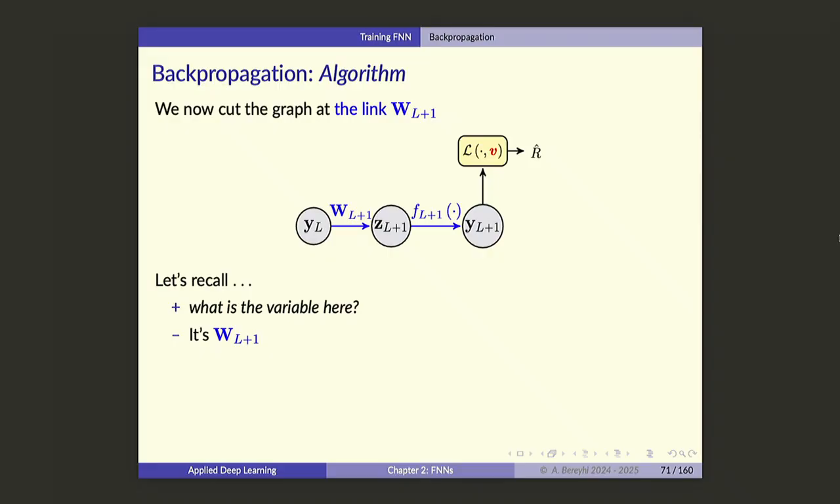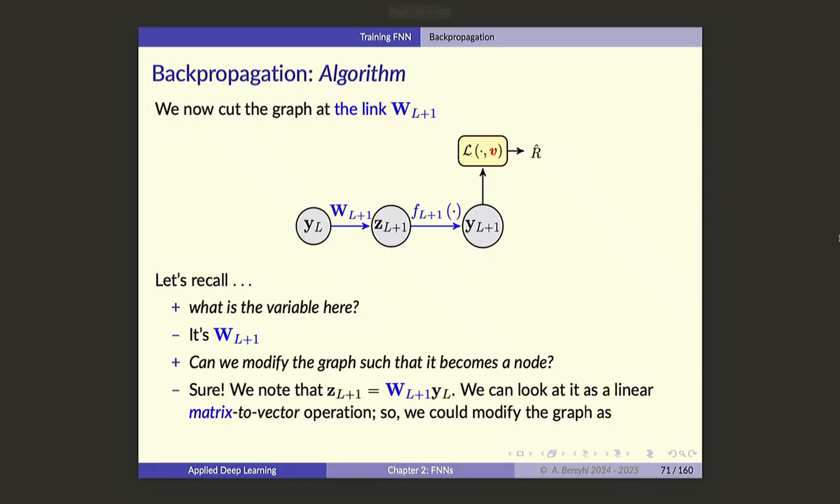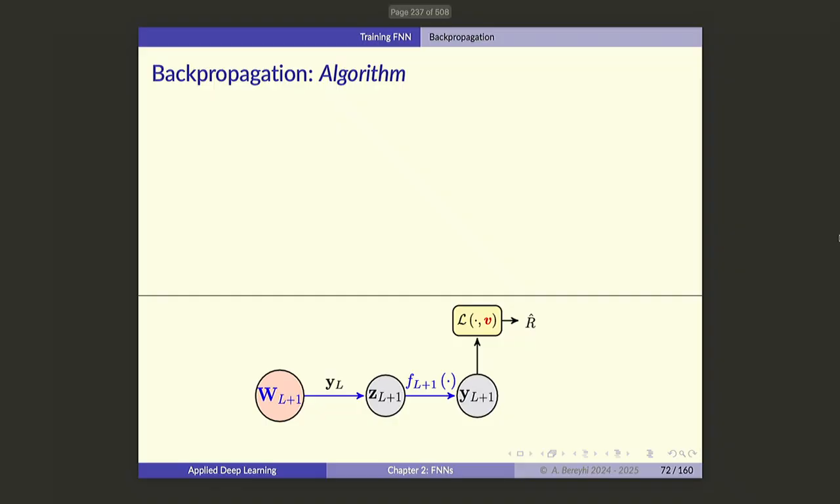So I can just take this variable. This is my variable, but I can simply use this fact: my z_{L+1} is W_{L+1} times y. Right now in this graph, y_L is the variable, right? But I can treat this guy as the variable, and y_L is going to be the transform, right? So this is going to be equivalent to what I had there, right? W_{L+1} is getting multiplied with y_L, giving me z_{L+1}, getting activated, y_{L+1}, passing through the loss, giving me the sample loss, right?